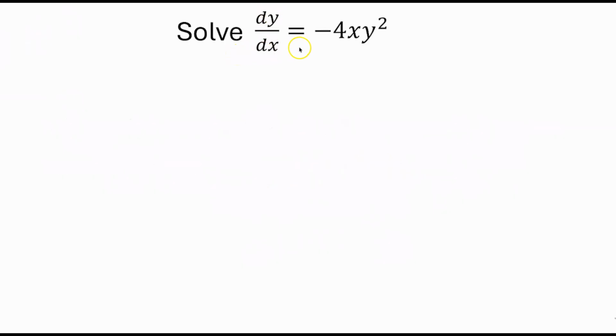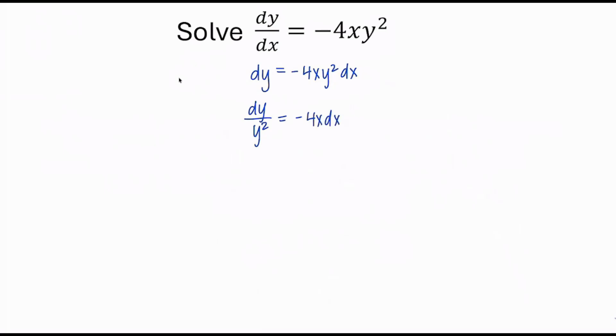We want to solve dy/dx equals negative 4xy squared. First, I'm going to multiply by the differential dx. We don't want any differentials in the denominator. So I'm going to have dy is equal to negative 4xy squared dx. Now I'm trying to create a g of y dy equals h of x dx situation. I still have a y squared over here, so I'm going to divide by y squared. So I have dy divided by y squared is equal to negative 4x dx.